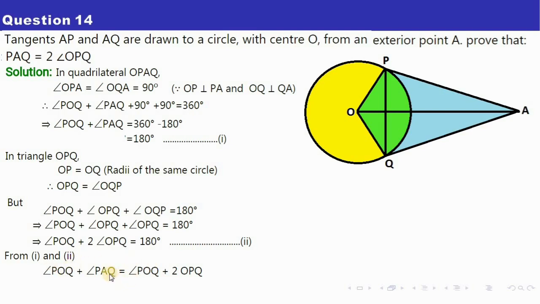Okay, so what is left ultimately? So ultimately we are left with PAQ is equal to 2 times OPQ. So that's what we need to show, right? So you may pause the video to note down.